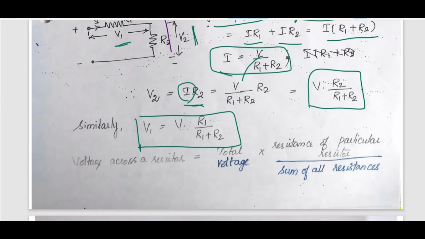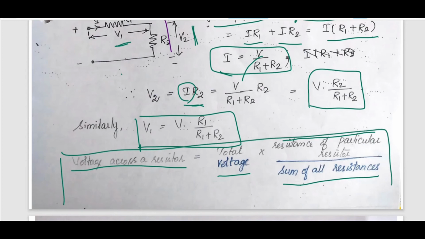So what can we express in words? Voltage across a resistor equals total voltage into the resistance of the particular resistor divided by the sum of all resistors. This is an easier way to apply the voltage division rule in circuits.